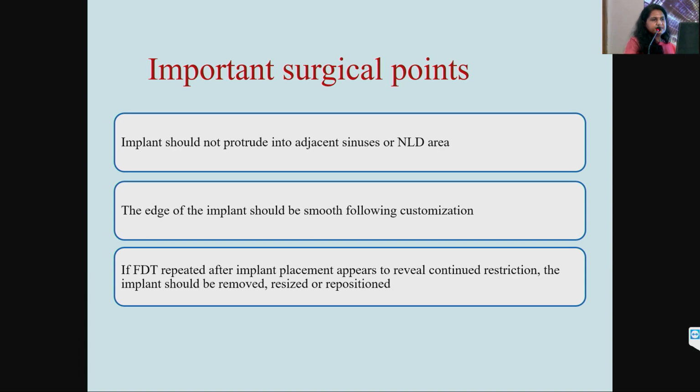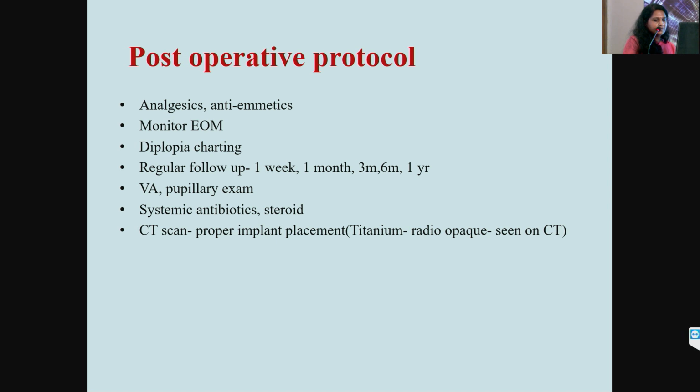If FDT is repeated after implant placement and if it appears to be positive, then you have to remove, resize and reposition the implant. And one word about navigation surgery. Nowadays, image-guided navigation surgery is also popular, where the surgeon can get a real-time image of what he is doing, and he can get a mirror image of the contralateral orbit, which will help in proper placement of the implant.